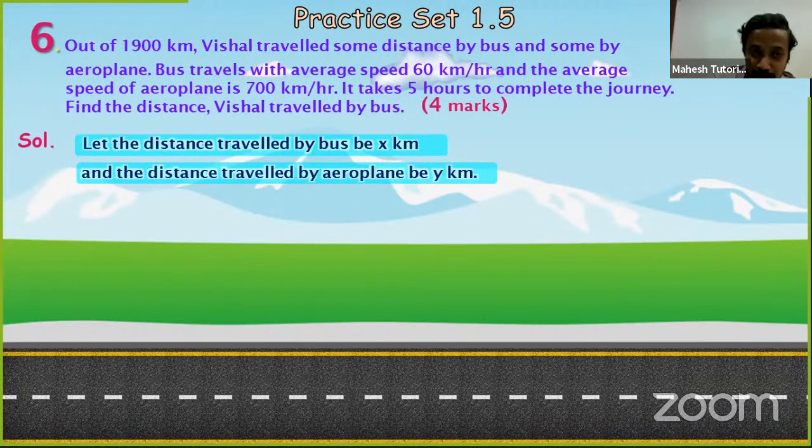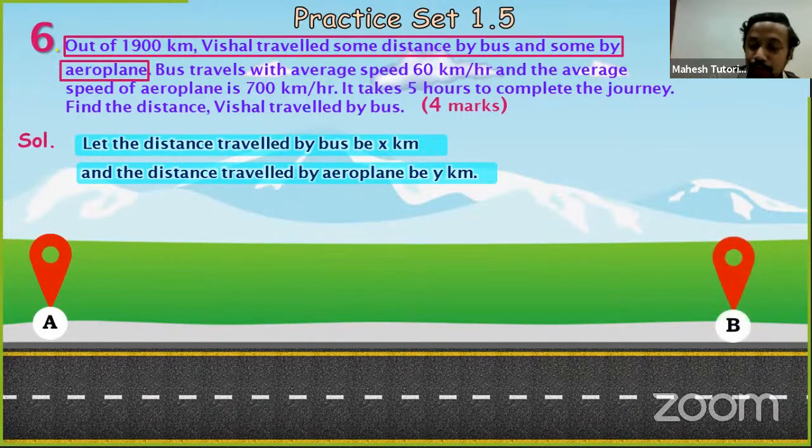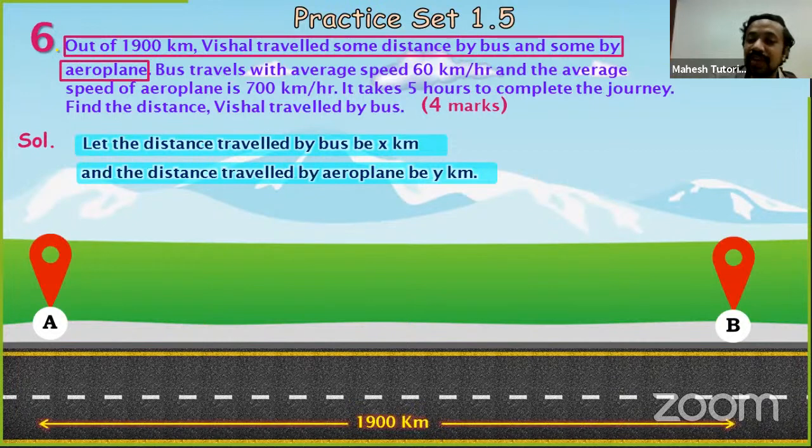All right, take care. So now students, if you look at the first statement given in the question says out of 1900 kilometer, means it's very clear that Vishal is covering a journey of 1900 kilometer. So out of 1900 kilometer, Vishal traveled some distance by bus and some by aeroplane. So students, to understand this, let us consider that Vishal is traveling from place A to place B. Now, as per the given statement, out of 1900 kilometer means this total distance of AB is 1900 kilometer.